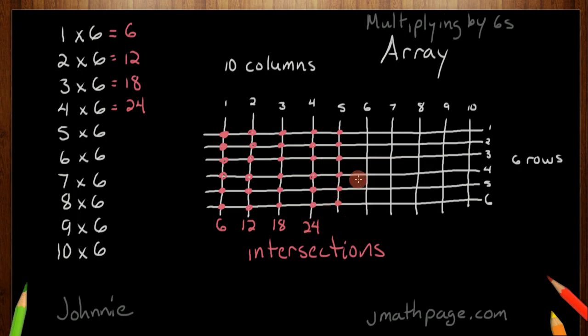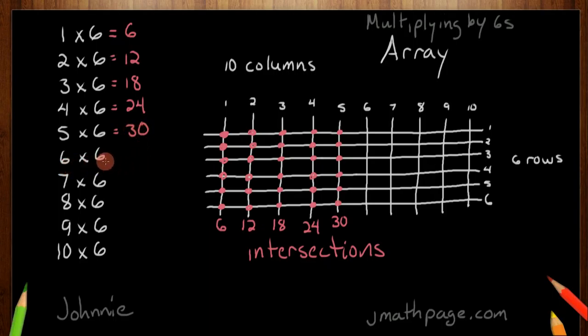24, let's add them on. 25, 26, 27, 28, 29, 30. So 5 columns, 6 rows, 30 intersections. 5 times 6 gives us 30 intersections.